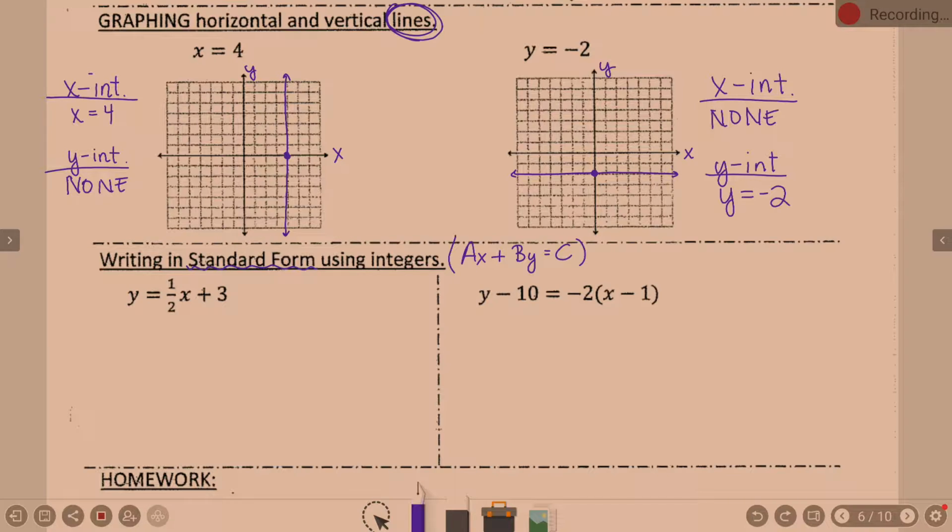What's the denominator of my fraction? 2. How do I get rid of a denominator of 2? Times by 2. Okay. Because it's dividing by 2, we want to multiply by 2. Now, if I multiply by 2, keep in mind we're multiplying everybody by 2.